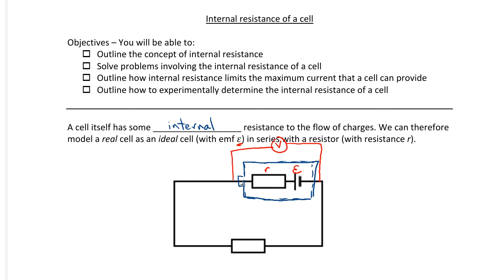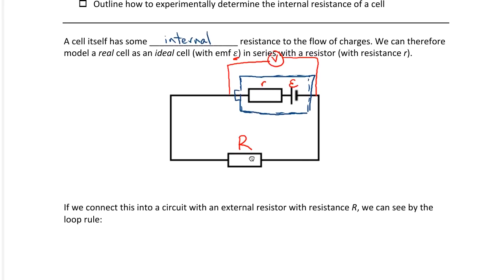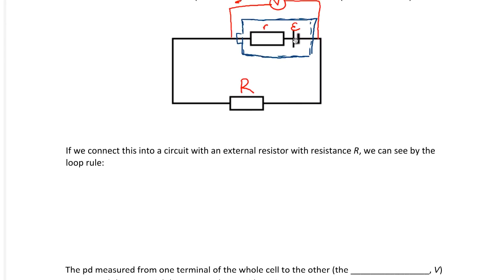Now, of course, when we connect this into a circuit with a resistor, we have another external resistance, and we're going to give that the symbol capital R. So we know by the loop rule, therefore, that the total sum of the potential gains and drops around this series circuit must sum to 0. In other words, the EMF of the ideal cell minus the potential drop at the internal resistor, which is I times lowercase r. Remember that potential drop is equal to the current through a resistor times the resistance of that resistor. Here that's lowercase r.